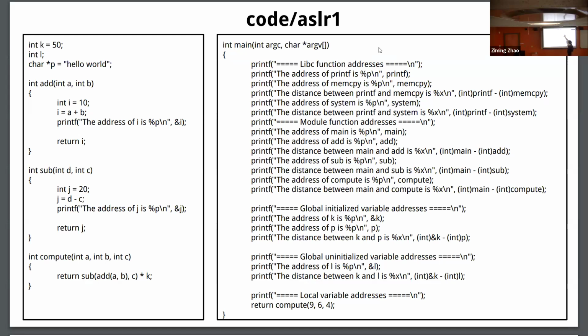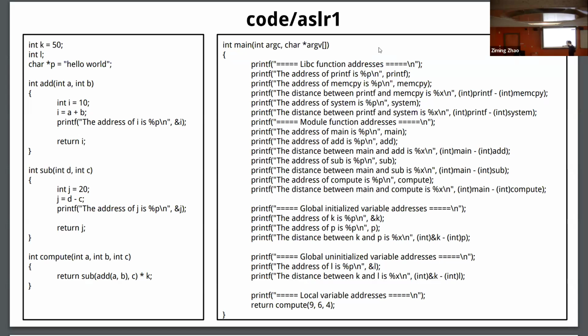We first print out the libc function addresses. Printf is at which location. Memory copy is at which location. The distance between printf and memory copy. The address of system is at which position, and the distance between printf and system. Then we print out the module functions. The module functions are the functions developed by the developer in this particular program, not in other libraries. So we print out where main is, where add is, the distance between main and add, the subtract function, their addresses. Then we print out the global variables' addresses, the initialized and uninitialized global variables' addresses, and the distance between them.